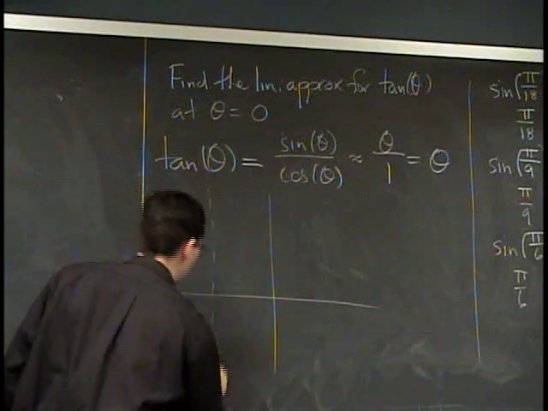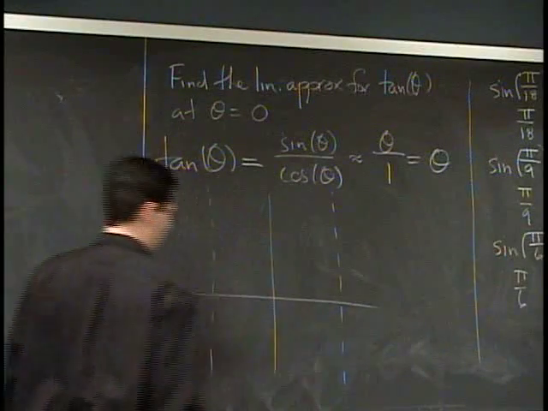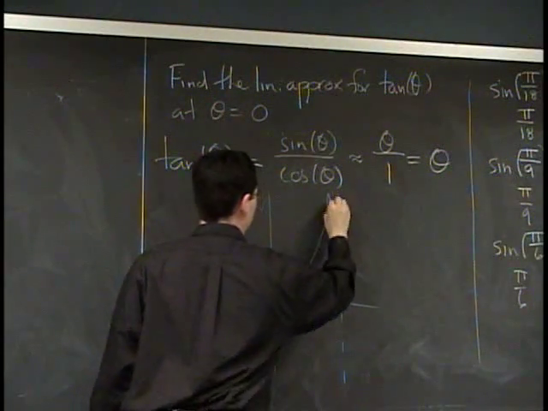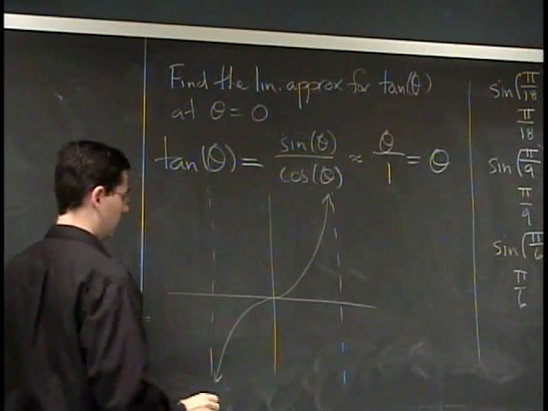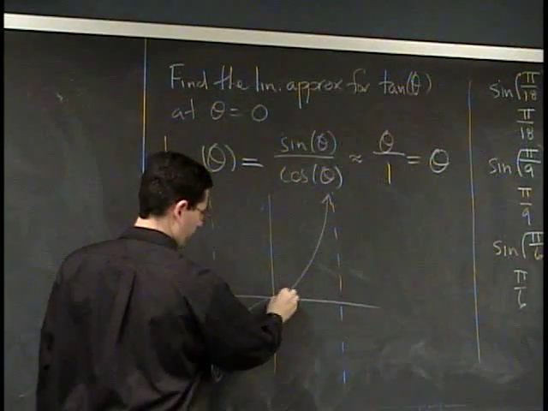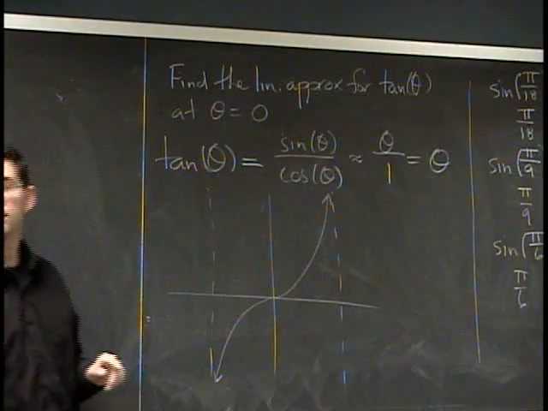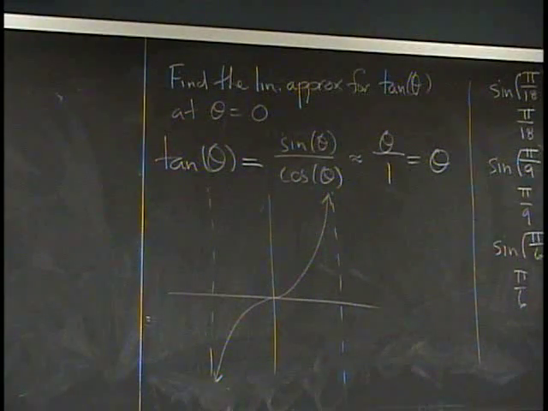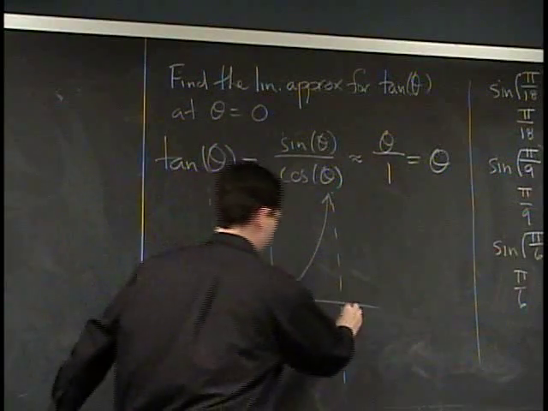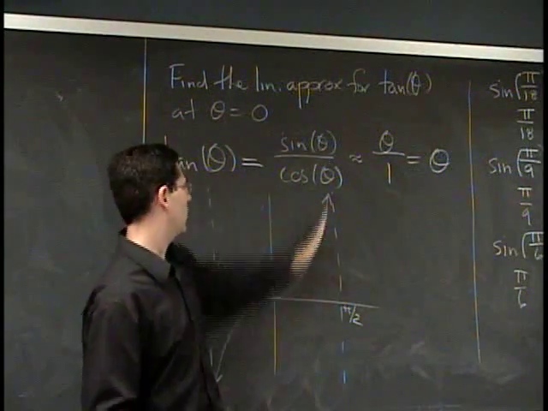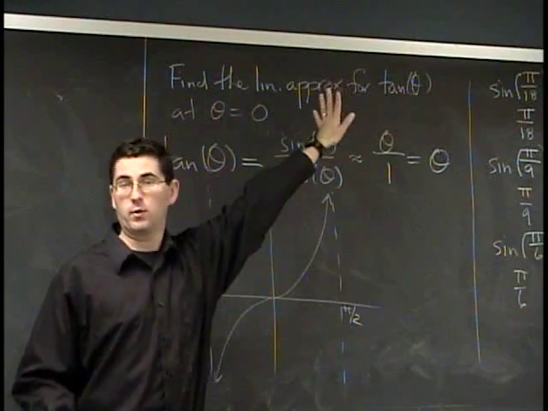Remember, you get these nice vertical asymptotes, and it looks like that. So near 0, it looks very similar. However far you go out, that's about how far you go up. As you go away, of course, it's not true, because this is, for instance, pi over 2, and it's going up to infinity. So this gets bad really quickly.